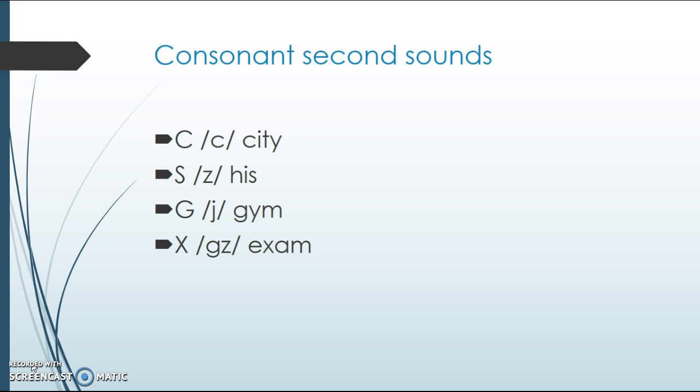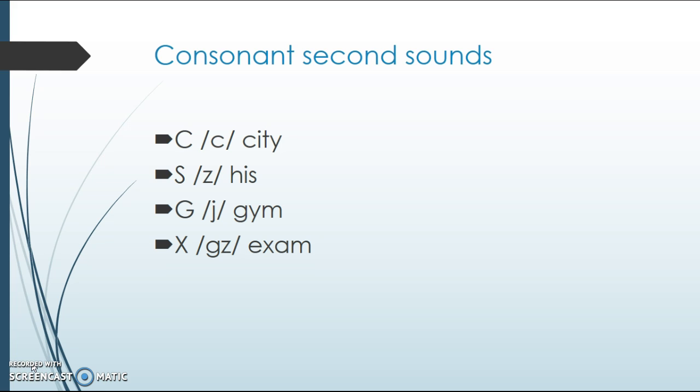Which takes us to second sounds for our consonant letters. So again, we're showing students that a single phoneme can be represented in multiple graphemes. So the C in city, the soft C, which should be represented by an S between the slashes, not a C, my apologies.